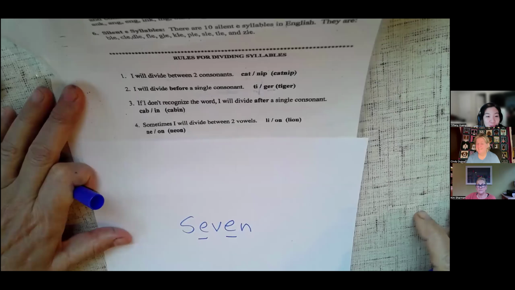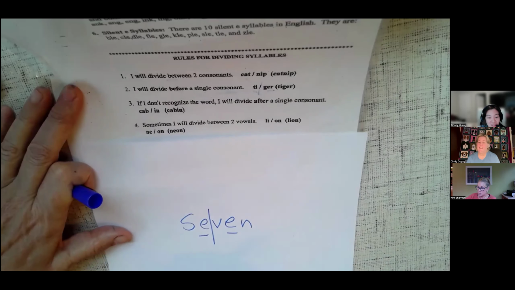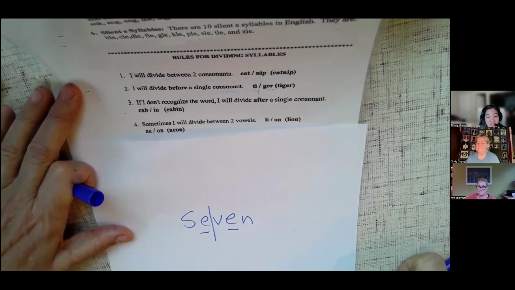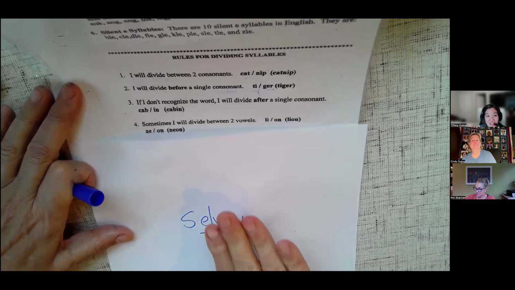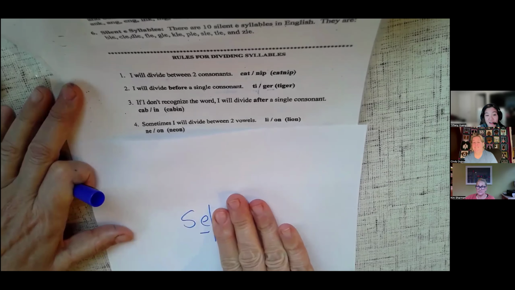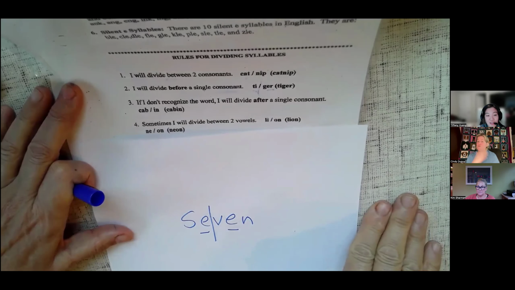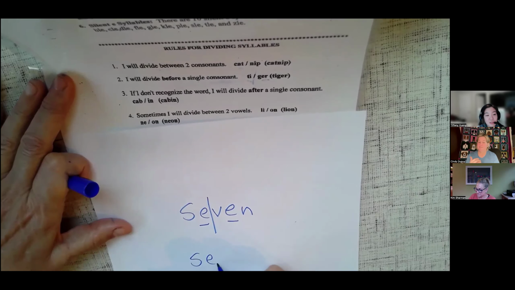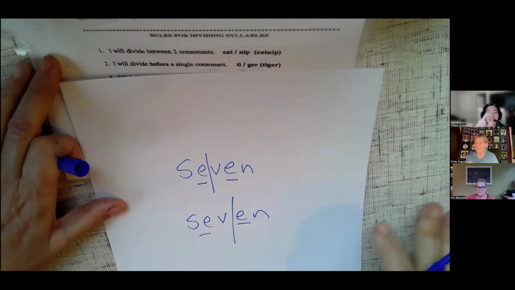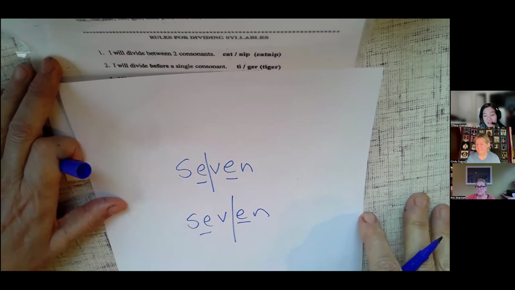So looking at it, we have the two E's, and so I would divide it between the first E and the B. Okay, so what would that say? I would say "seven." Bin. Okay, so this is one of those where it follows that third rule. So I will divide after a single consonant. Now do you recognize the word? Now it would be "seven" instead of "seven."